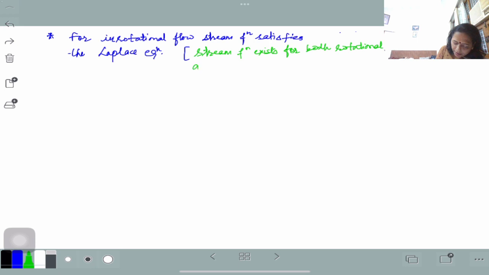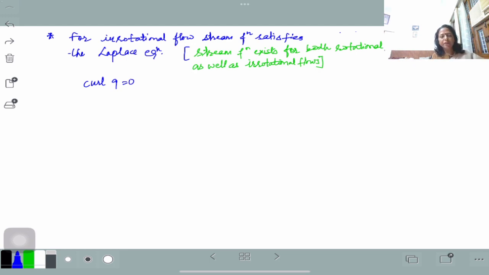Rotational as well as irrotational flows, right? Now I come to my basic property: for irrotational flow, the stream function satisfies the Laplace equation. Actually, for irrotational flow, the curl of Q is 0.